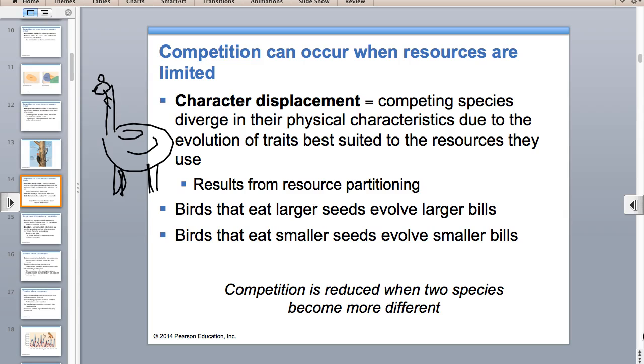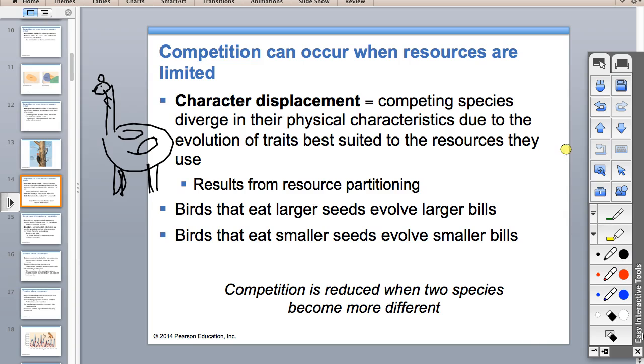You can look at a giraffe, if you had a real giraffe, and be like, oh, it has a long neck. I bet it eats leaves off the top of a tree. So that's character displacement. It's where the physical appearance of an organism matches what it's doing in the ecosystem.